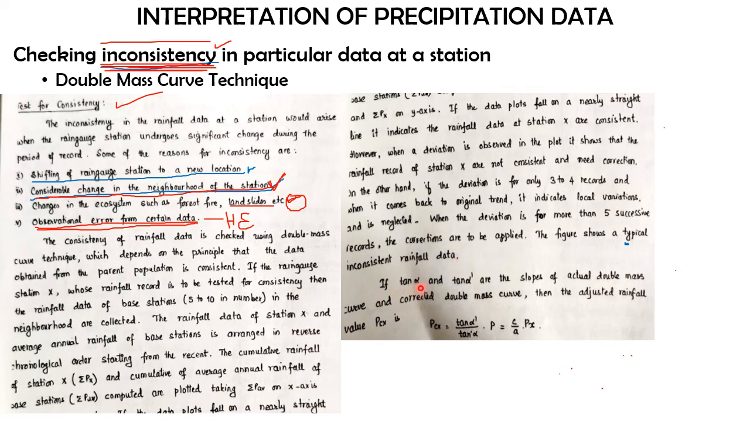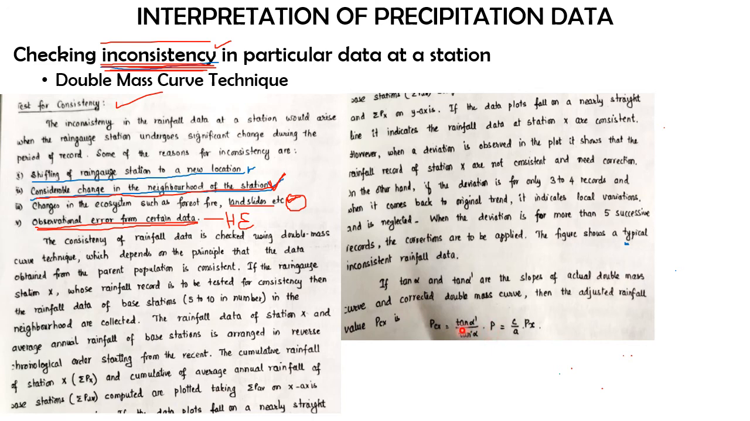If tan alpha and tan alpha dash are the slopes of the actual double mass curve and the corrected double mass curve, then the adjusted rainfall value Pcx is given by Pcx equals tan alpha dash divided by tan alpha into P. Tan alpha dash divided by tan alpha into P, yeah, that is right.